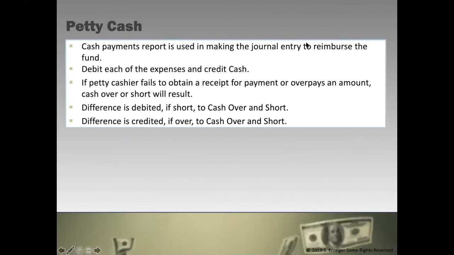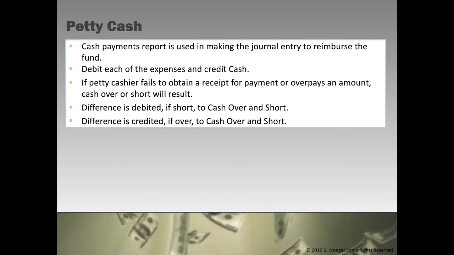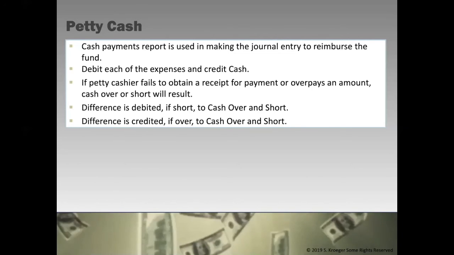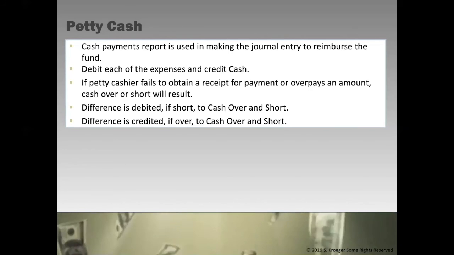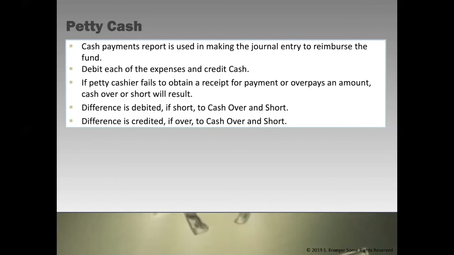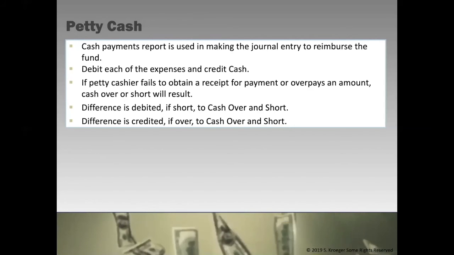The entry that is more difficult is reimbursing the fund. To give you an idea on how this works, employees will use the fund throughout the time period. No journal entries are made. They will take cash from the petty cash box, use that to buy something, and then put the receipt back in the box. No journal entry is done.